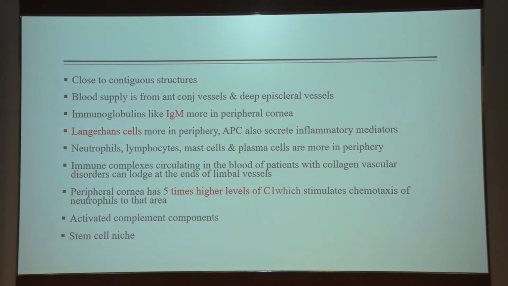Why is it more common in the periphery? I think you can take a photo of this slide. This is why it's very important in the periphery. The IgM and Langerhans cells and antigen-presenting cells are all very high in the periphery.